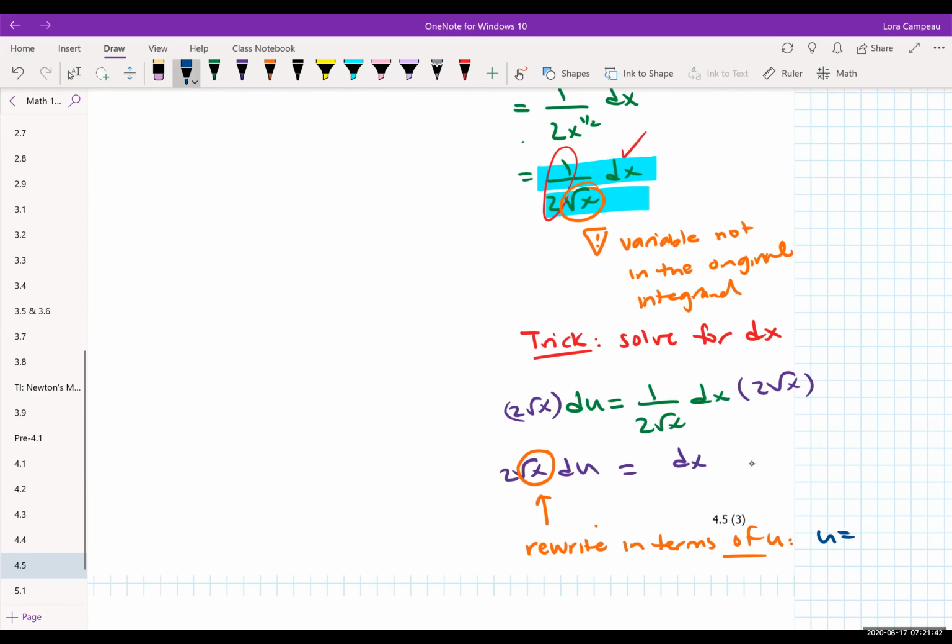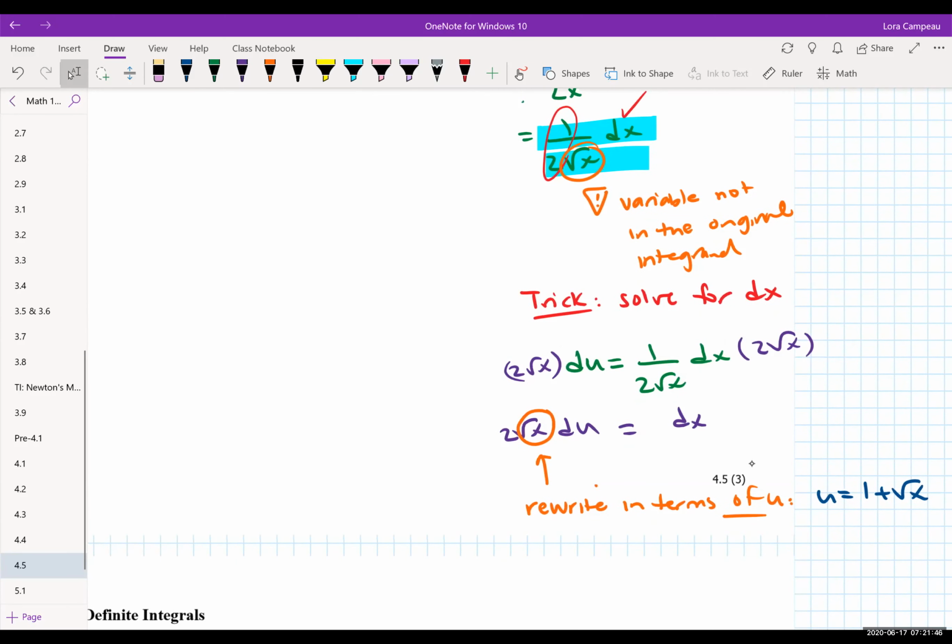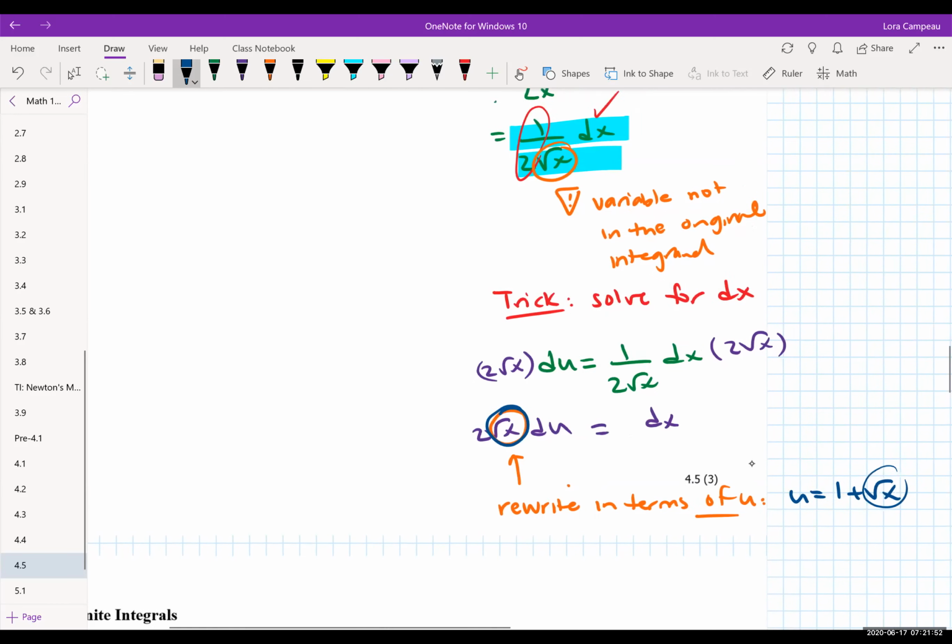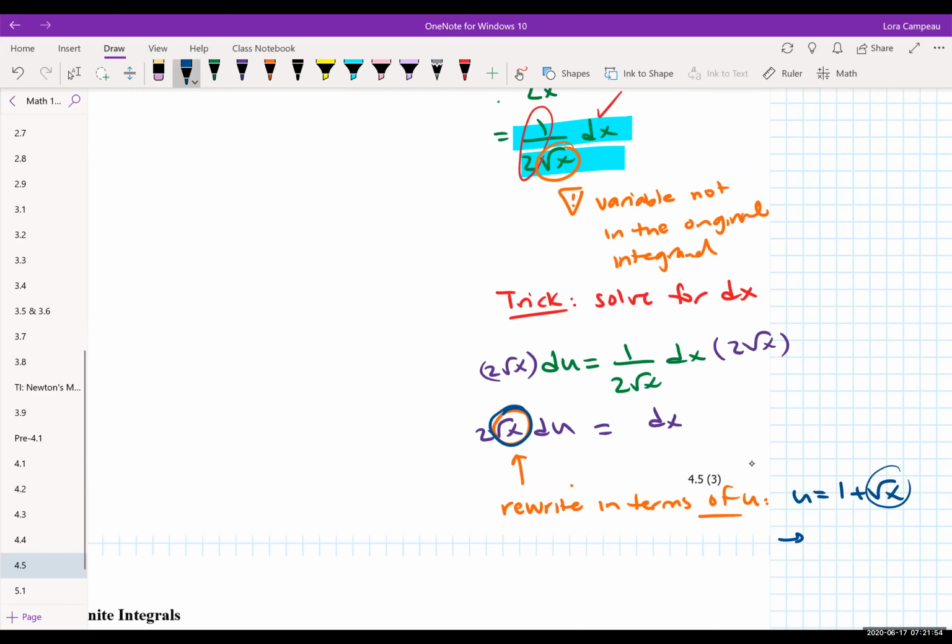u is equal to 1 plus square root of x. So now you can say, oh, well, we see a square root of x here, we see a square root of x here. What if we solve the substitution for the square root of x, just so we know what to replace it with? We'd have to subtract 1 from both sides. So we would get u minus 1.